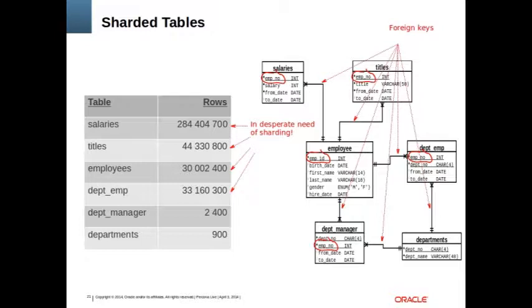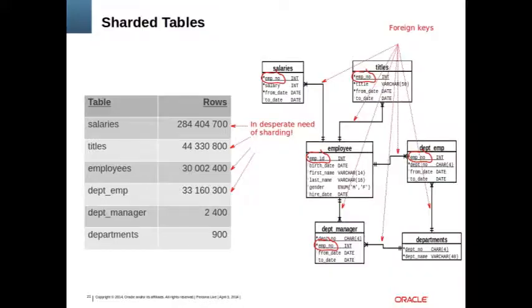So this is your typical example of a sharded table. You guys are not able to see the tables, right? OK, I'll call it out for you. Let's start with the most interesting table among the sharded tables, the salaries table. Very interesting table. The salaries table is indexed by the employee number.